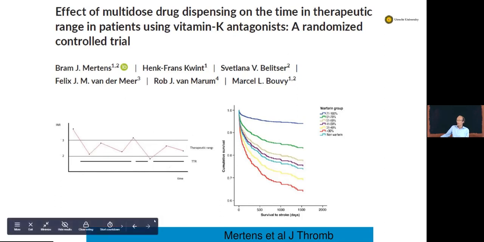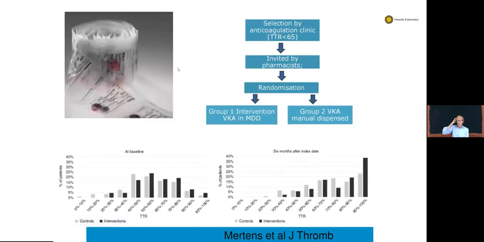So what did we do? In the Netherlands, we have anticoagulation clinics, and these clinics measure the INR of patients. We selected patients who had, for a period of half a year, a time in therapeutic range of less than 65%, because it's recommended that you are over 65%.